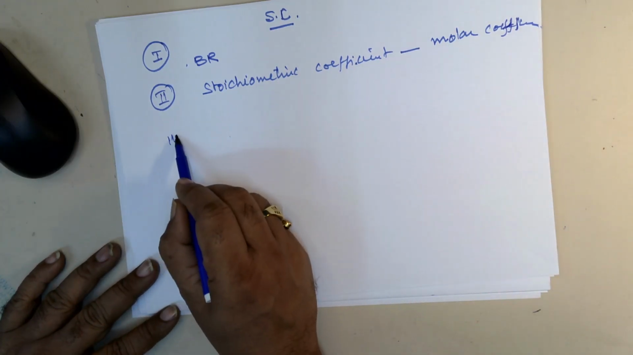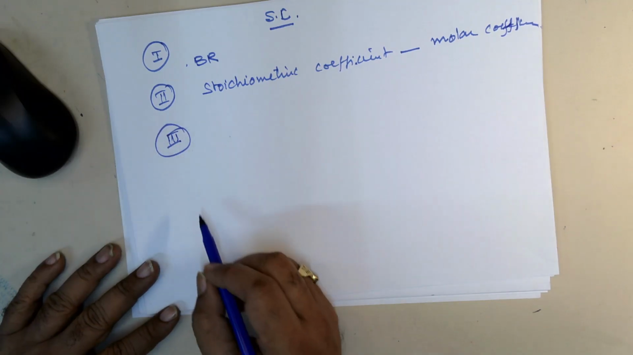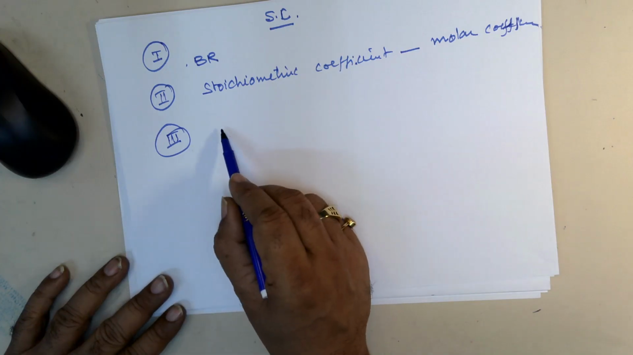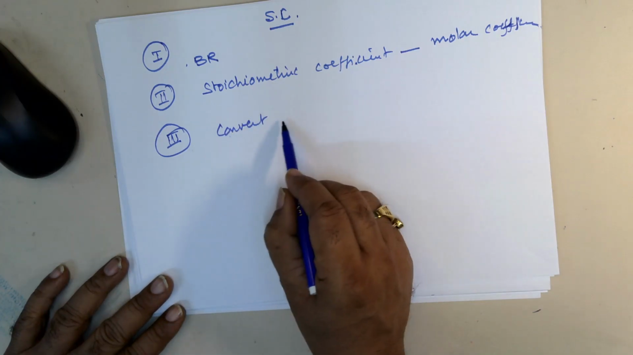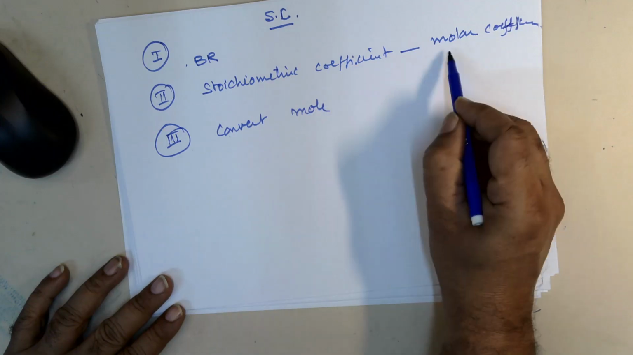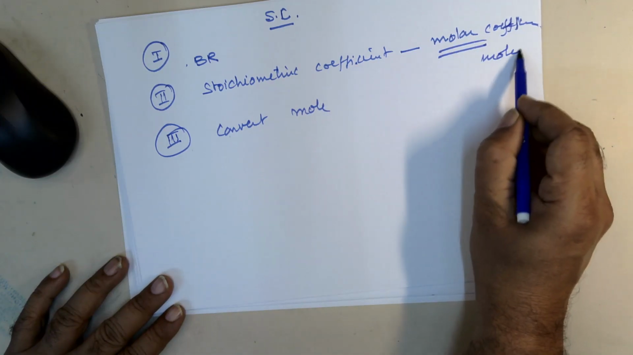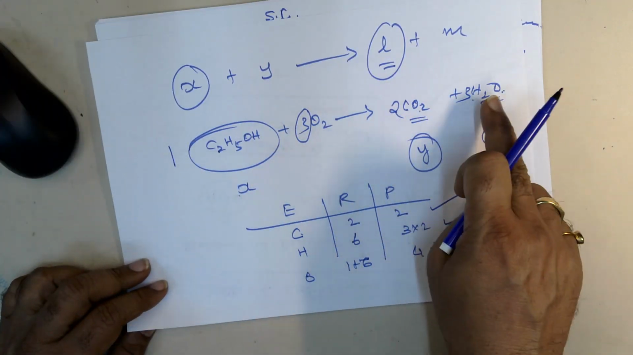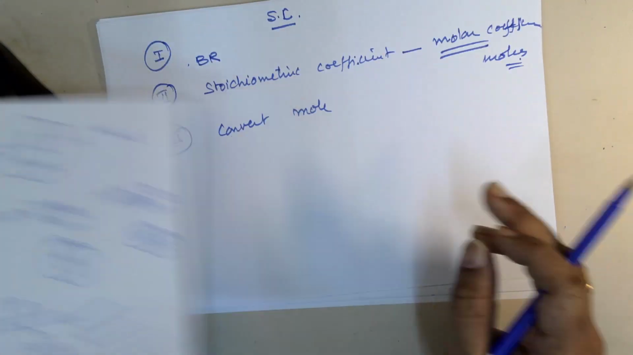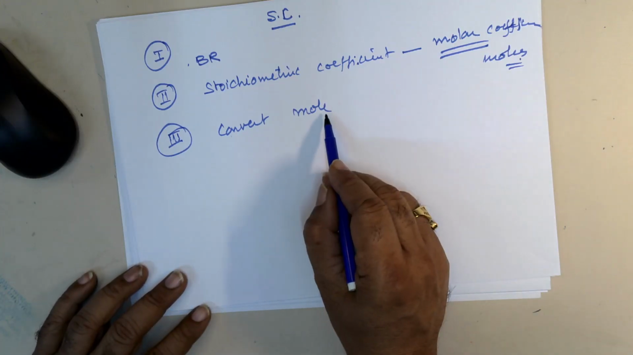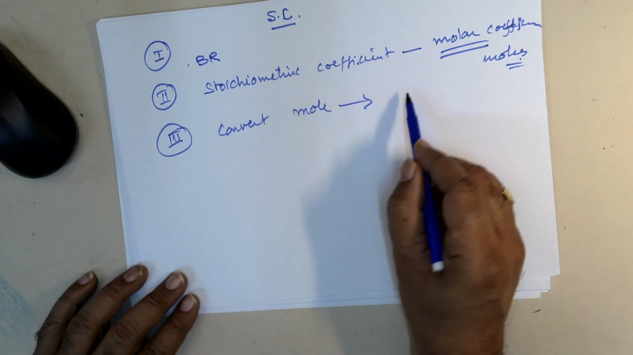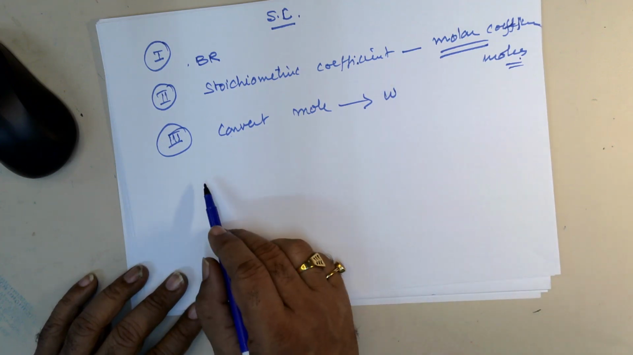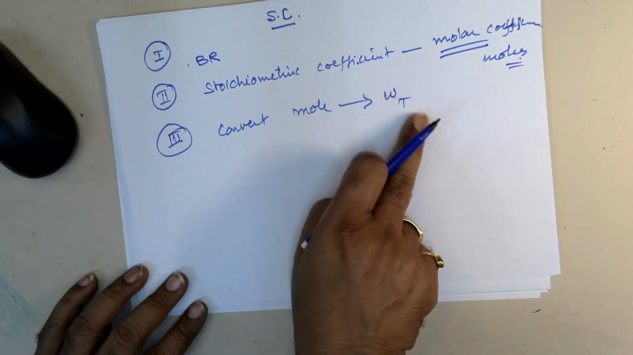Third step: we have to convert moles into the required quantity. We have got only molar coefficients, that is moles, of the balanced reaction. Like in this case, you have got 1 mole, 3 mole, 2 mole, and 3 mole. These are all theoretical moles, right? So convert these moles into the required quantity, that is weight. So these are all theoretical, and you are obtaining the theoretical weight.